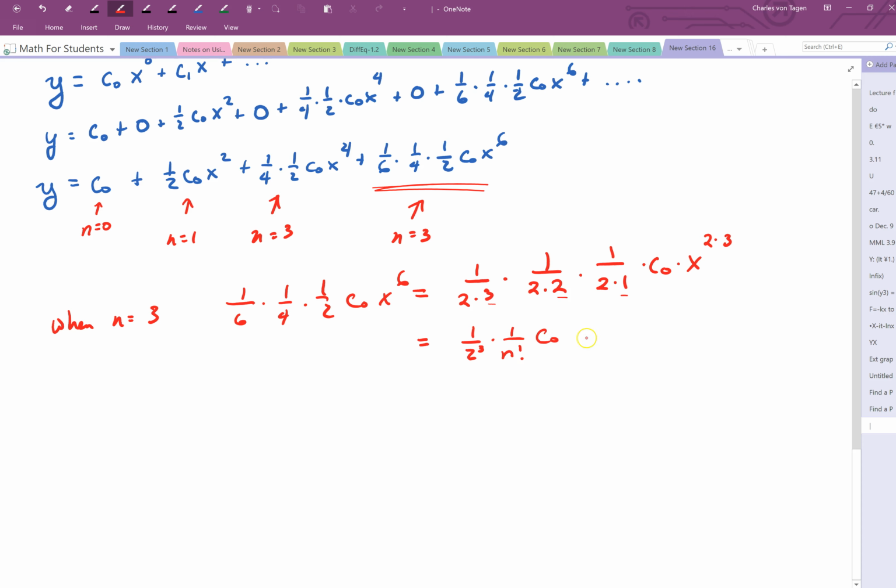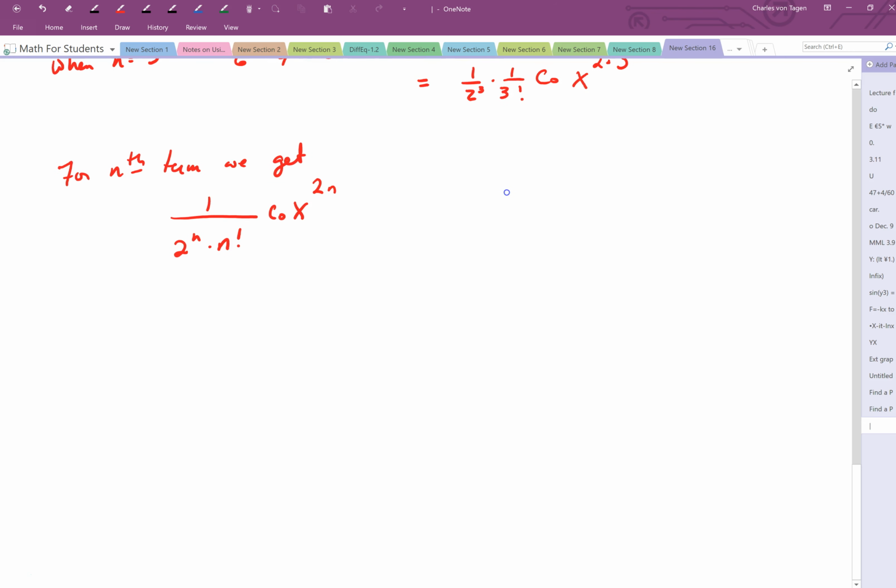Okay? Times c naught, of course, and then x to the, let's see here, well, we could say this is 2 times 3, and I guess I wasn't consistent, folks, in my numbering. So I'm going to call, if I'm putting 3's here, then that would be 3 factorial. So for n, in the term, we get that it's equal to 1 over 2 to the n times n factorial c naught x to the 2n. So we're almost done.